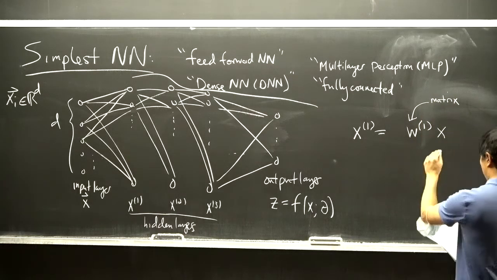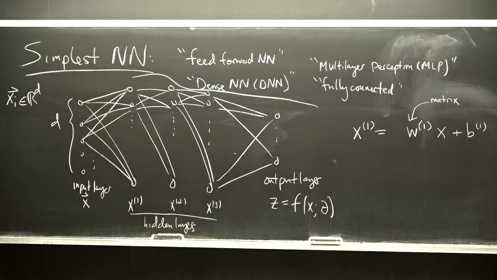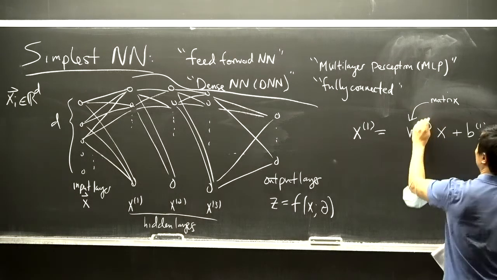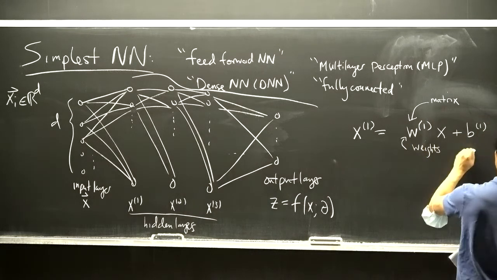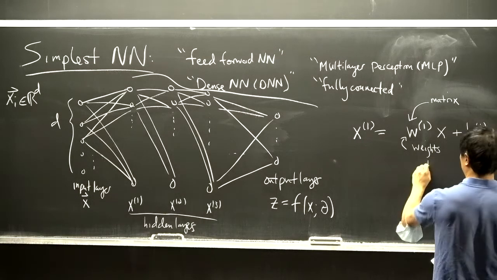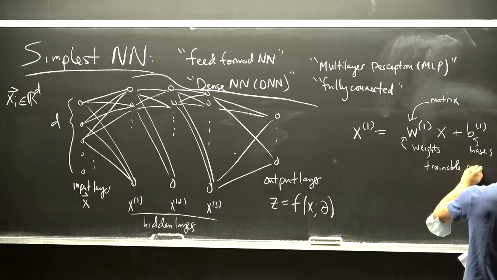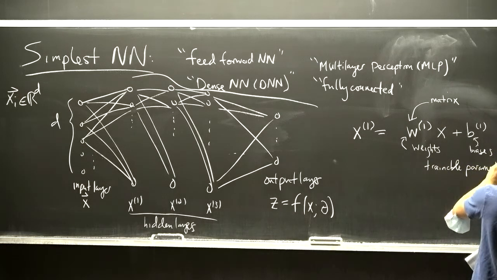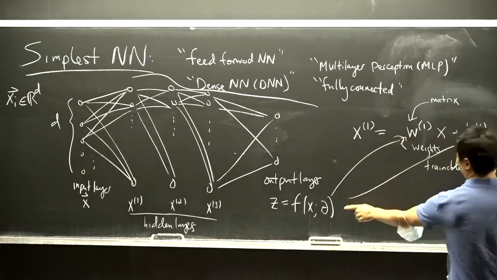And we also find it useful to add an additional column vector to this. These are called the biases. So these are weights, and these are biases. And these are the trainable parameters of this neural network. They're what make up the theta.